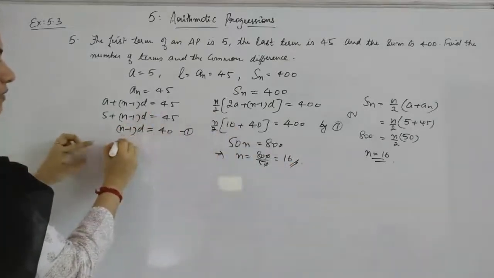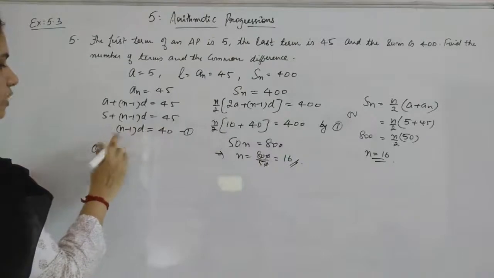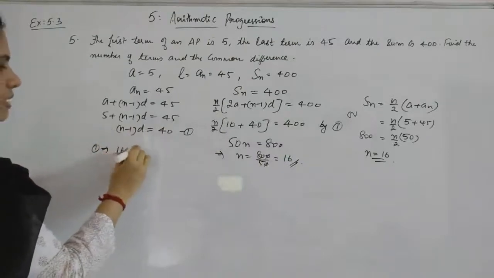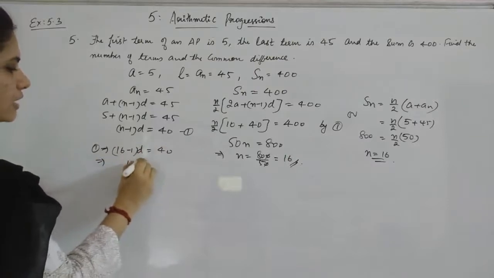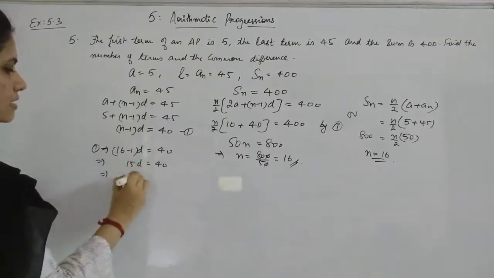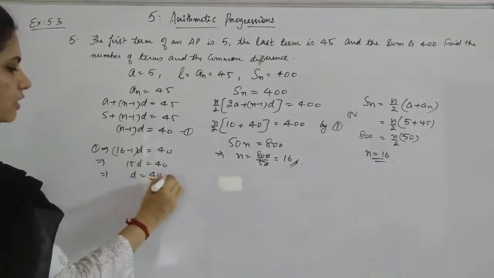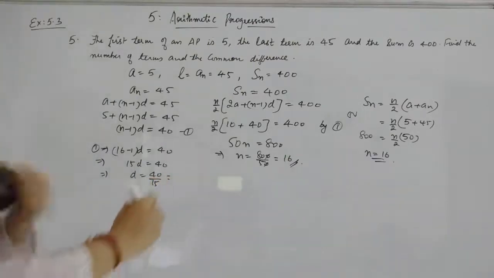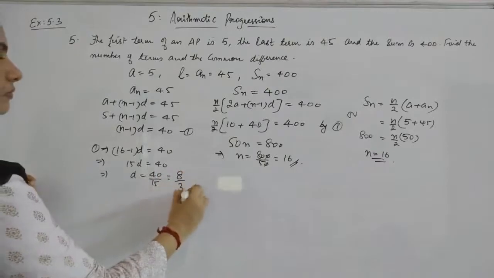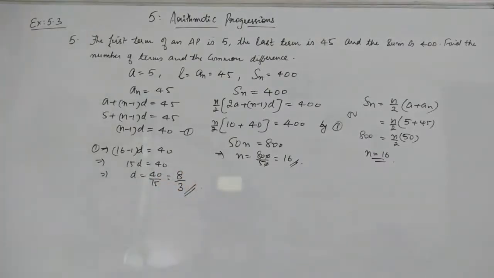Now equation 1 gives you the value of d, which is 16 minus 1 into d is equal to 40, or you can say 15d equal to 40, that is d is equal to 40 by 15, or what you will get, 8 divided by 3, right? So your d is 8 by 3, clear?